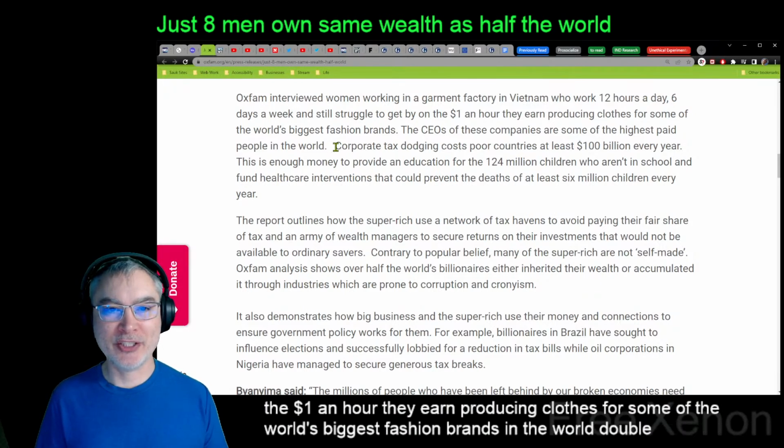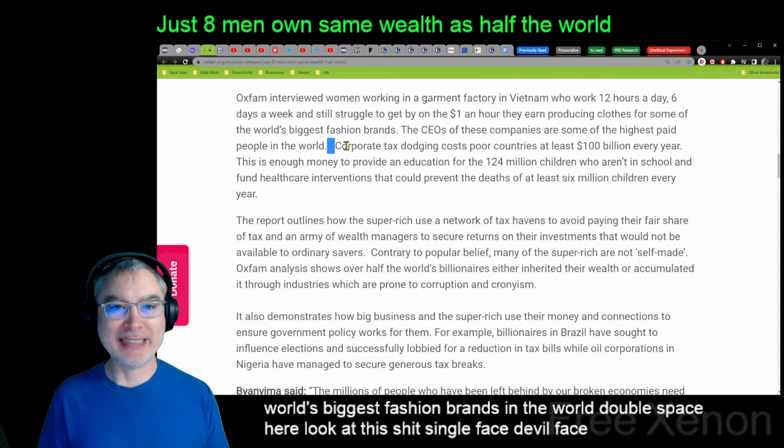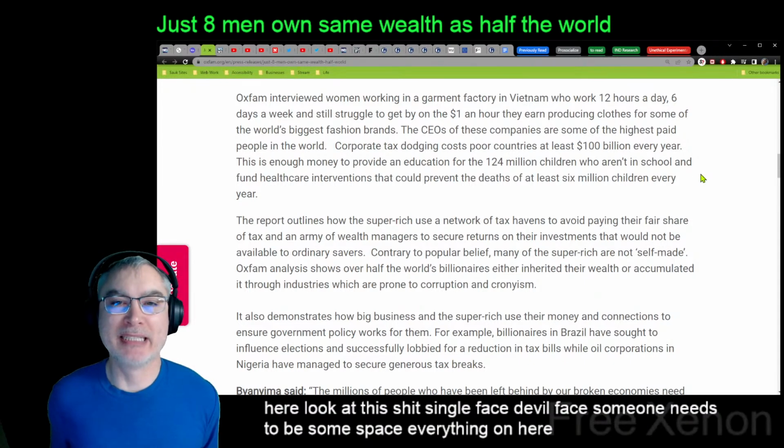Double space here. Look at this. Single space, double space. Someone needs to do some space editing on here. Oxfam, get it together!